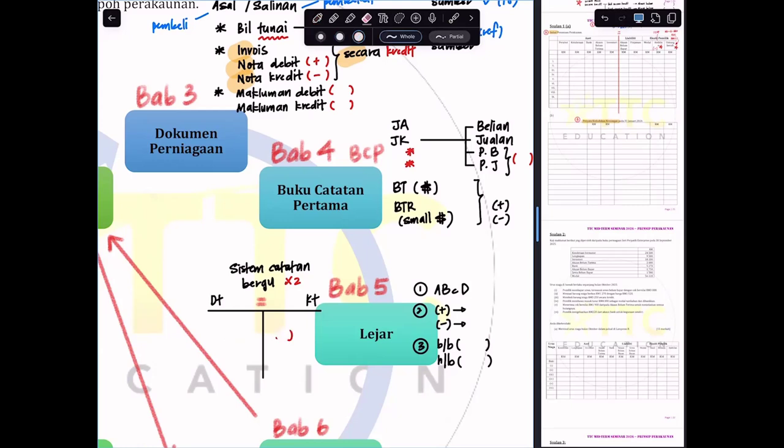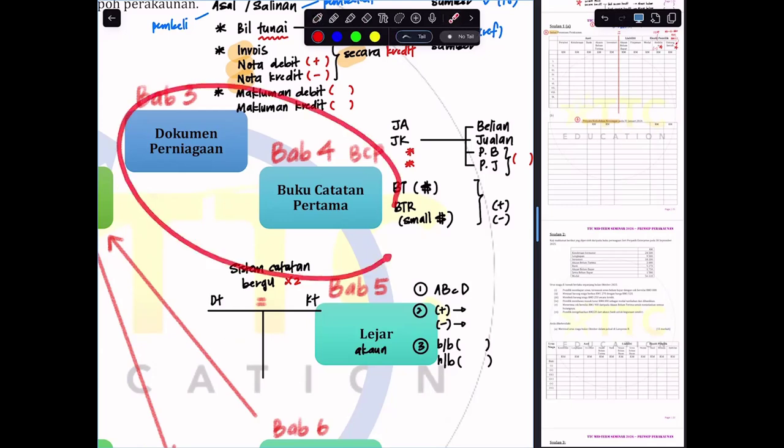Okay, so that's what we call a system shorthand Bergu that we will emphasize very specifically in the ledger topic, T-shape. So ledger, actually we always call it account also. This is the official account. That means the previous topic, document BCP, is not preparing account yet. Account will only be prepared by using T-shape. That means only T-shape means we are preparing account. If you are not preparing T-shape, that means you are not preparing account yet.